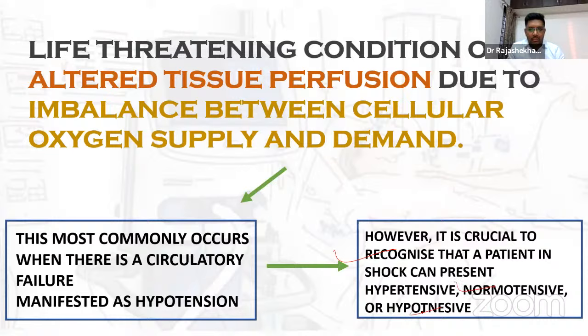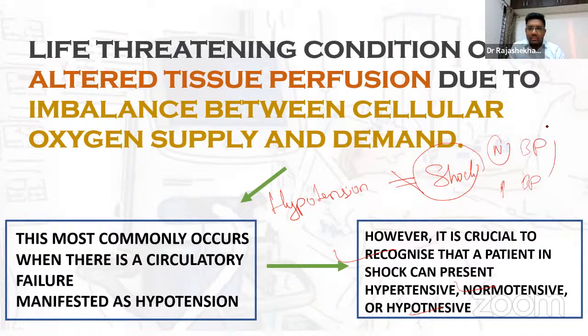So hypertension is not synonymous with shock. This is the first thing you should learn in this class. Hypertension is not equivalent to shock. Shock can occur with a normal blood pressure. Shock can even occur with increased blood pressure. This is one of the very, very important and interesting things to understand here.